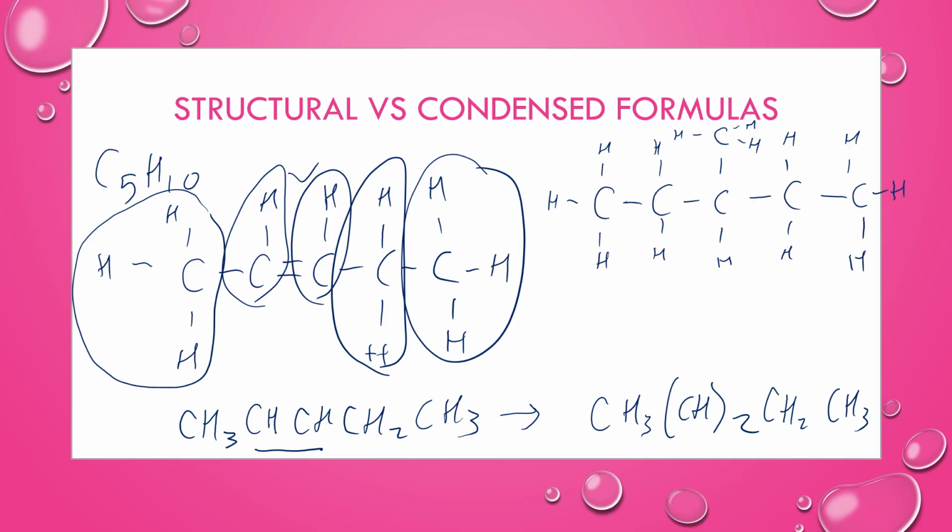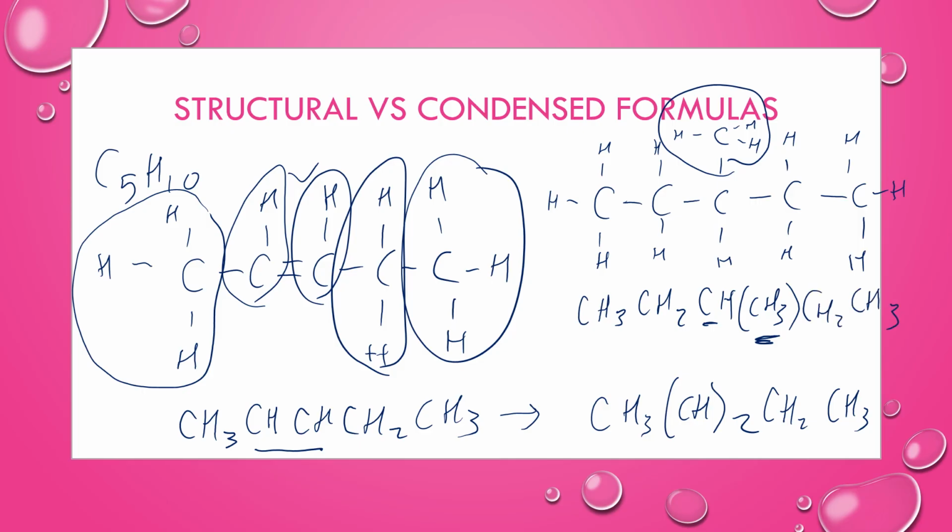And I have a whole extra carbon sticking out in the center there. So when I go to draw the condensed formula, CH3, CH2, CH, but I also have this CH3 group sticking off. So I'm going to do that in parentheses to show that a CH3 group is attached to that carbon. And then I'll keep going, CH2, CH3. And so that is a condensed structural formula for this branched hydrocarbon.